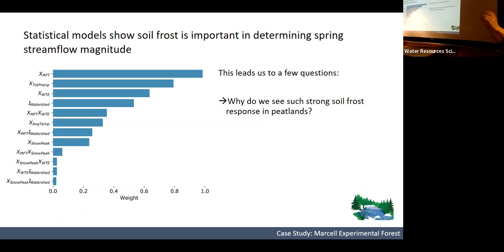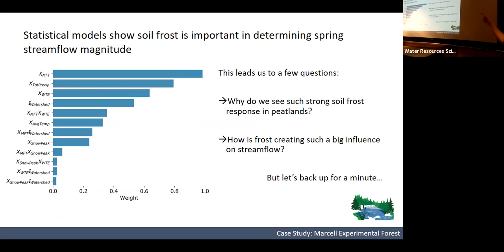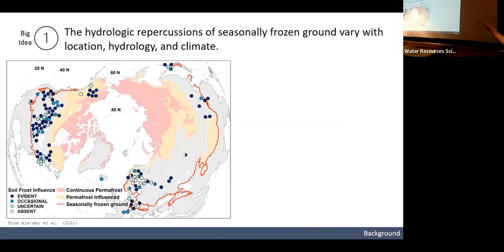However, even if there is a statistical relationship, that doesn't necessarily explain why we're seeing such a strong influence of soil frost in the watershed, and it doesn't explain why or how frost is creating such a big influence. And so these are really the questions that feed into the rest of the research. But I want to go back for a bit and talk about soil frost in the context of hydrology for a second.